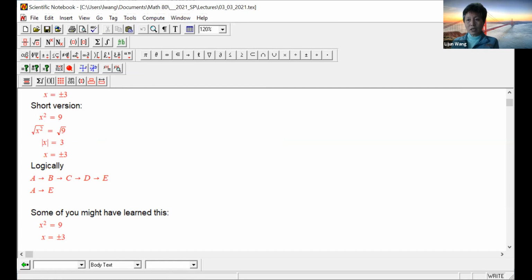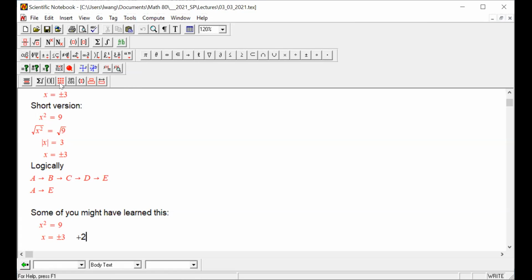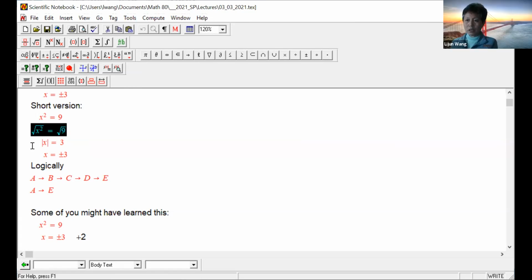So in this case, if you skip these two steps, and your statement is A to E, and that's a correct statement, you will get 2 points. You follow me? However, if you also show me these intermediate steps, like this, okay?